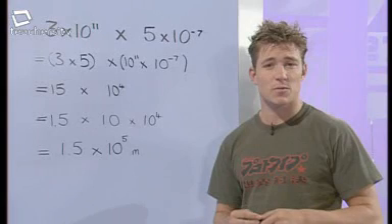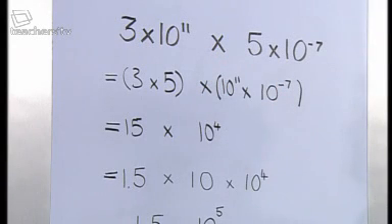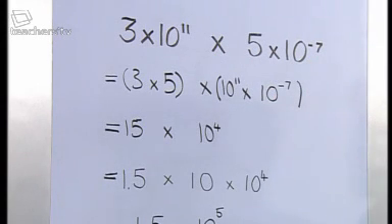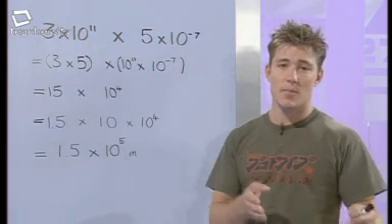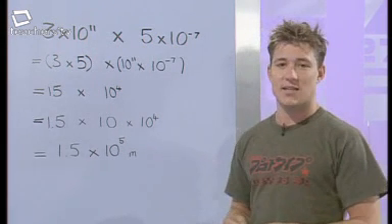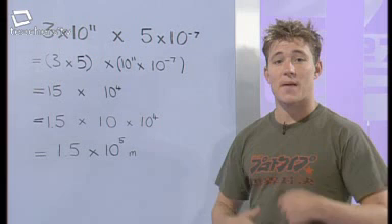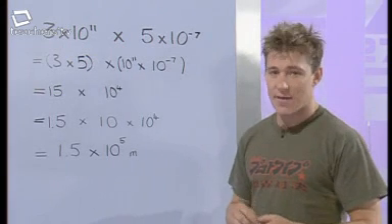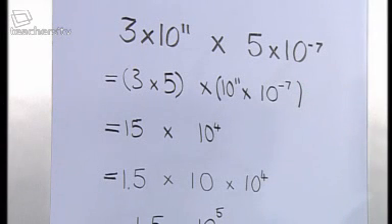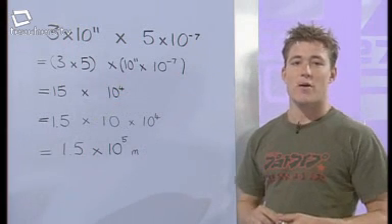The calculation involves multiplying two numbers in standard form. 3 times 10 to the power of 11 multiplied by 5 times 10 to the power of -7. First of all, I need to rearrange the sum, putting the number parts together and the powers of 10 together. Next, I multiply the 3 and the 5 to get 15, and then I multiply the powers of 10. To do that, I added the power numbers, that's 11 plus -7, which is 4. So my answer is 15 times 10 to the power of 4.